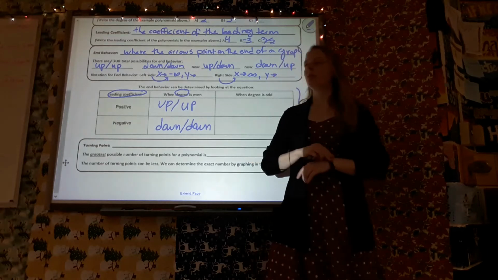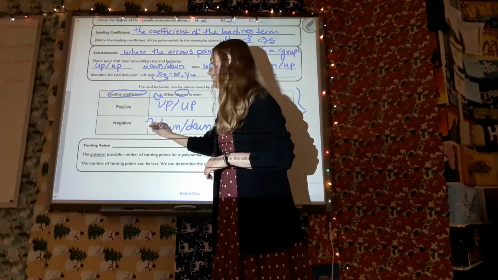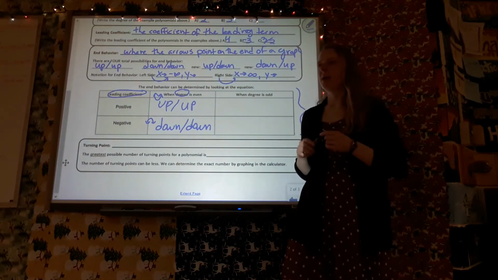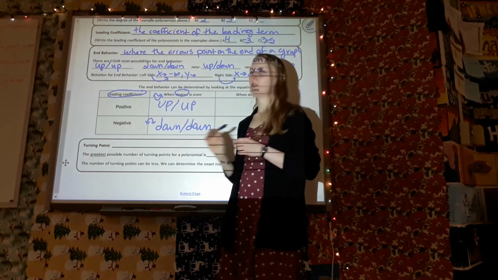Okay? So whenever you think even, think of a parabola. Picture a parabola in your head. If you see an even degree, whether it's 2, 4, 6, 8, whatever it is, picture a parabola in your mind. If it's a positive parabola, that's up, up. If it's a negative parabola, it's down, down.